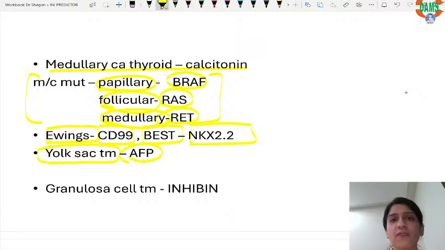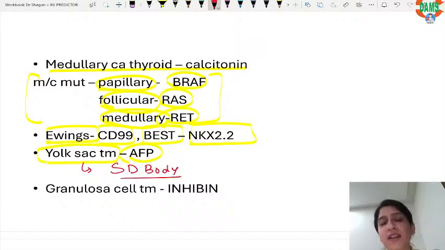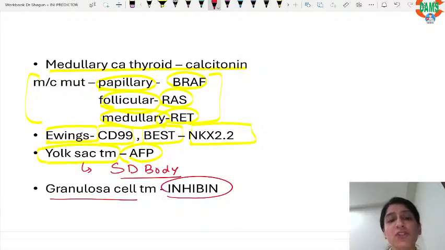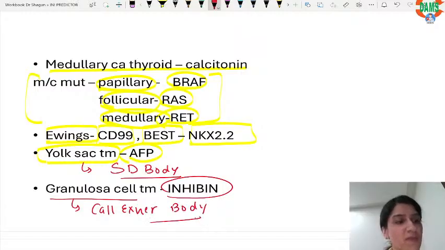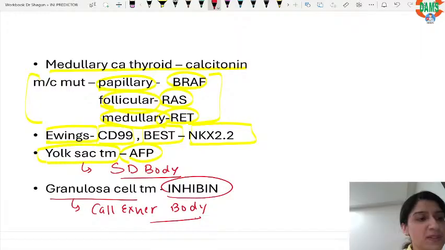Yolk sac tumor, which body do you see? Yes, Schiller-Duval body. Yolk sac, another name, endodermal sinus tumor. Granulosa cell tumors, inhibin positivity. Which body do you see in granulosa cell? Yes, Call-Exner bodies you see. Yes, right, Meenakshi, that is a tumor marker.